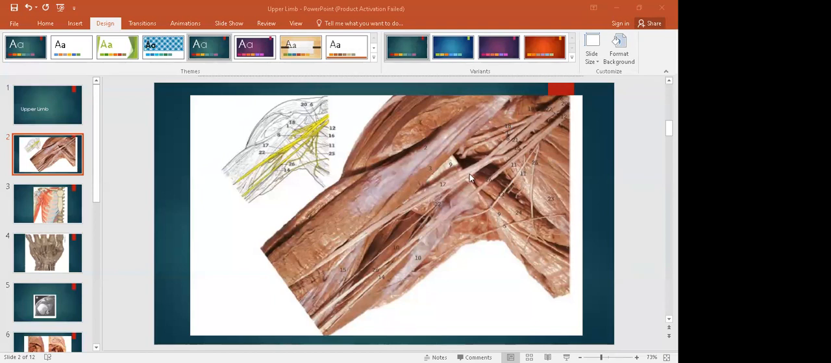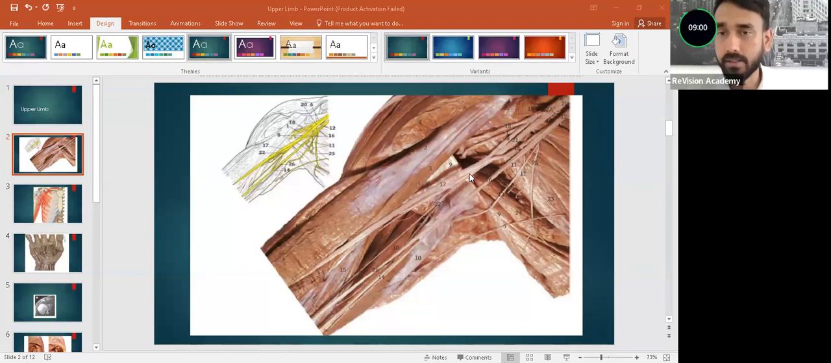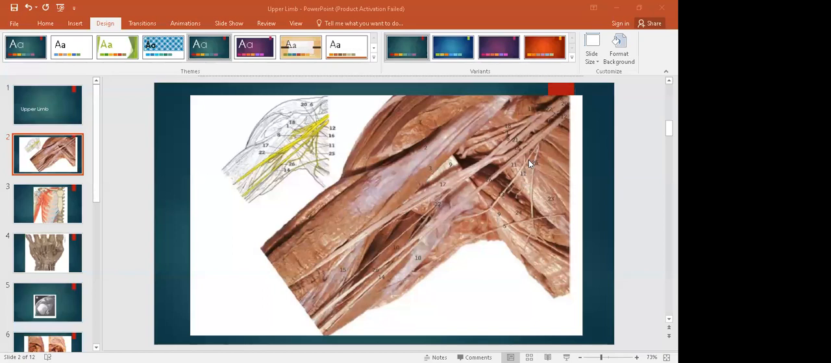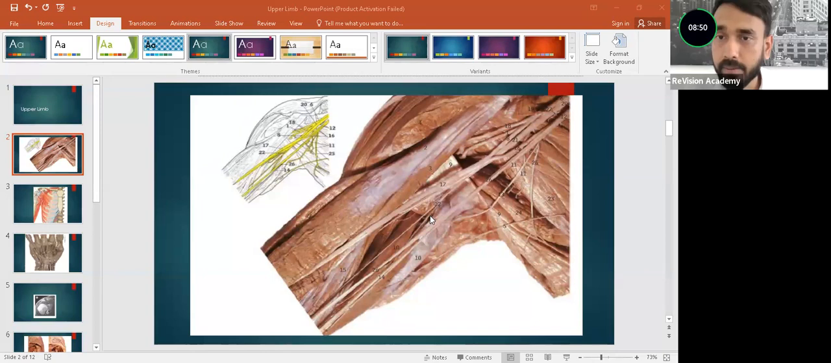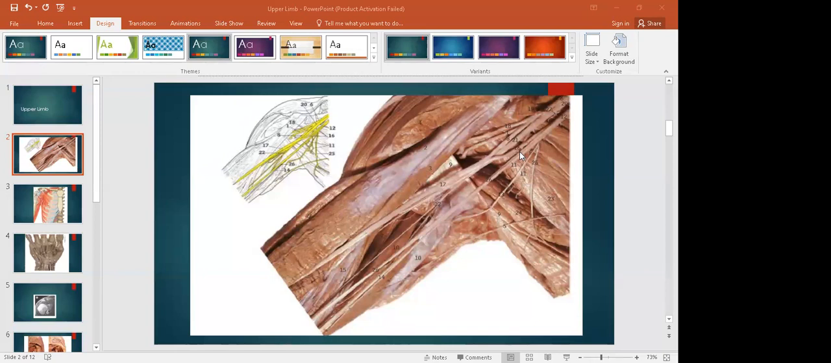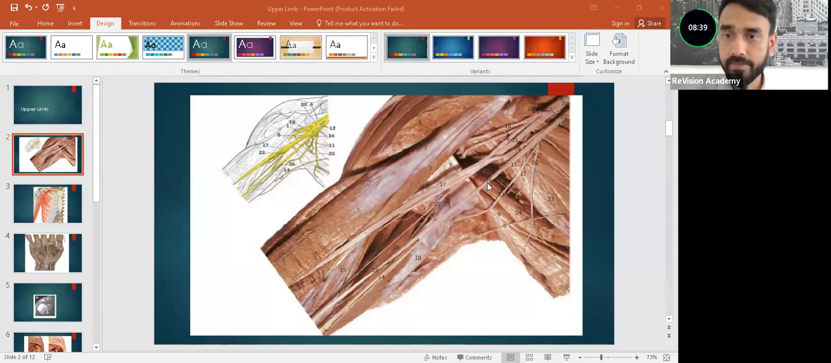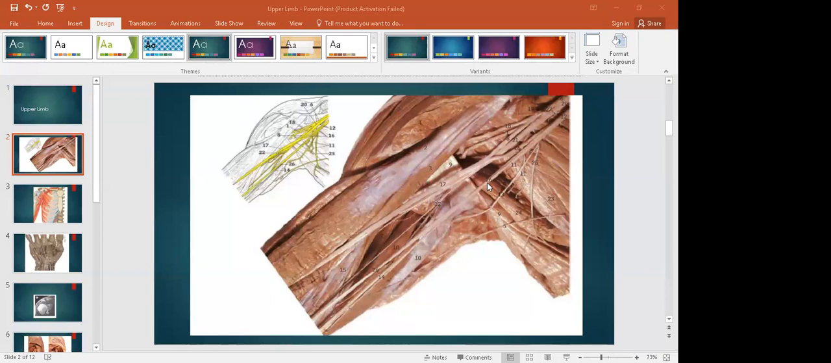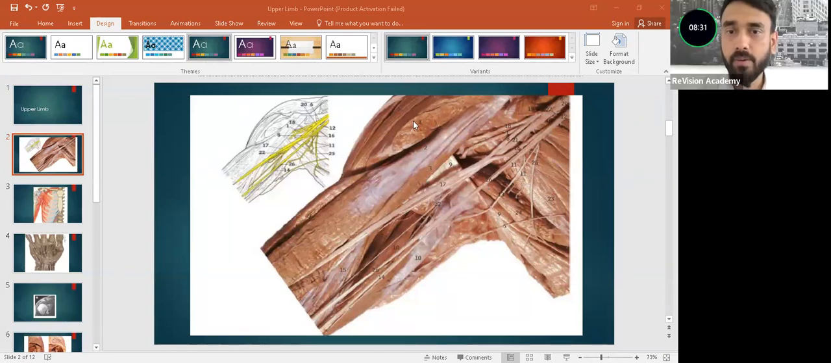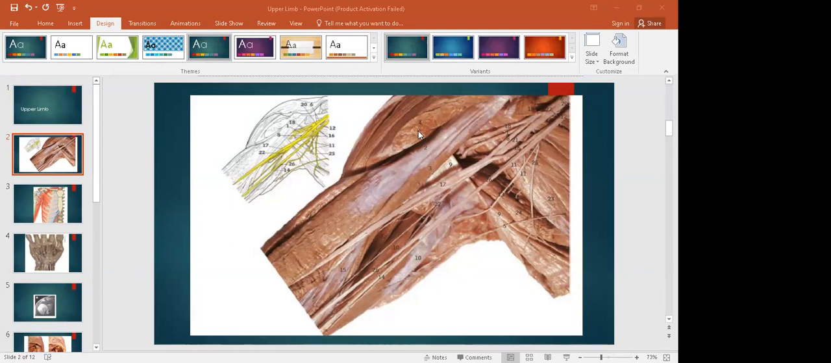Yes, number 18 is musculocutaneous nerve. Thank you. Can you please identify number 8? Number 8 is the lateral root of the median nerve. Thank you. Can you please identify number 16? It is the medial root of the median nerve. Number 26. It is the ulnar nerve. Thank you. Number 4. Number 4 is the deltoid muscle.